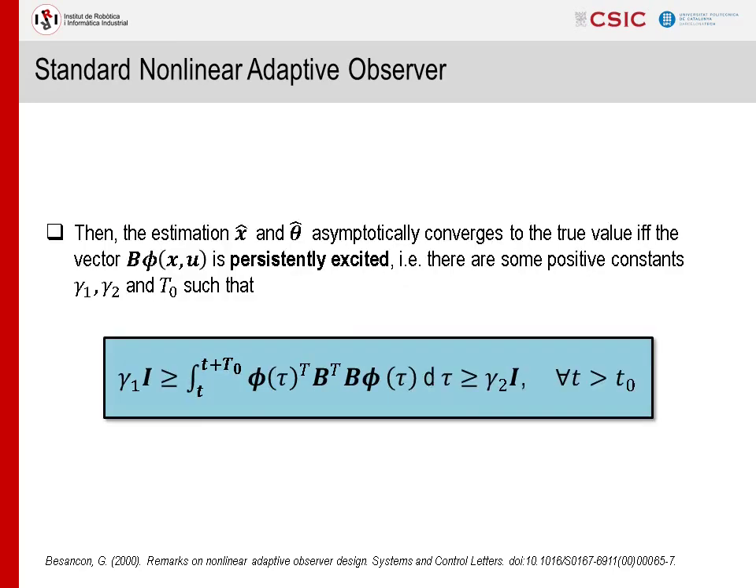Then, the states x hat and theta hat converge asymptotically to the true values of the unknown states and parameters, respectively, provided that the vector b phi is persistently excited. This persistence of excitation condition roughly means that the input signal is rich enough, so the modes of the system related to the unknown parameters are excited, which can be checked through the next computation.